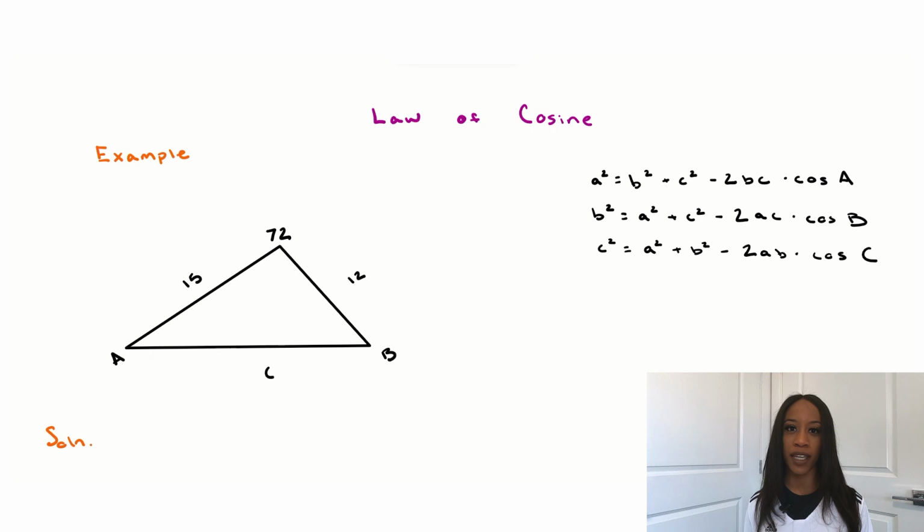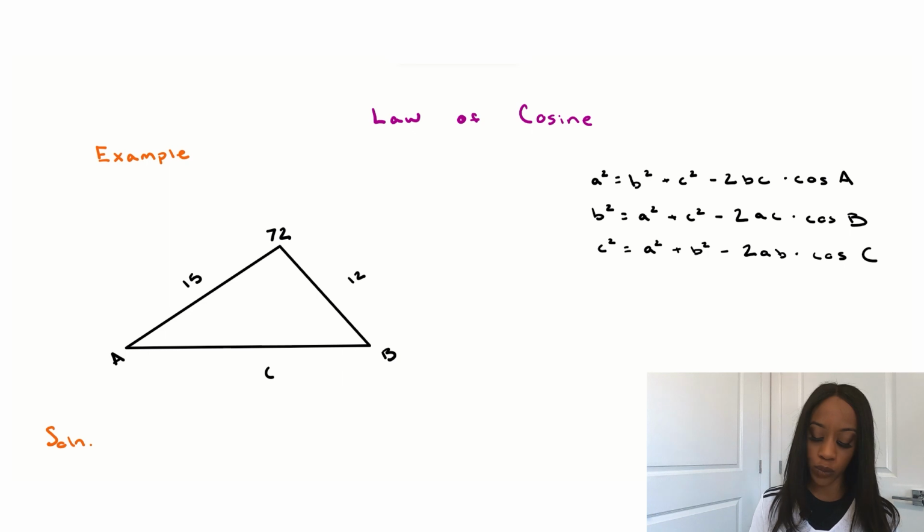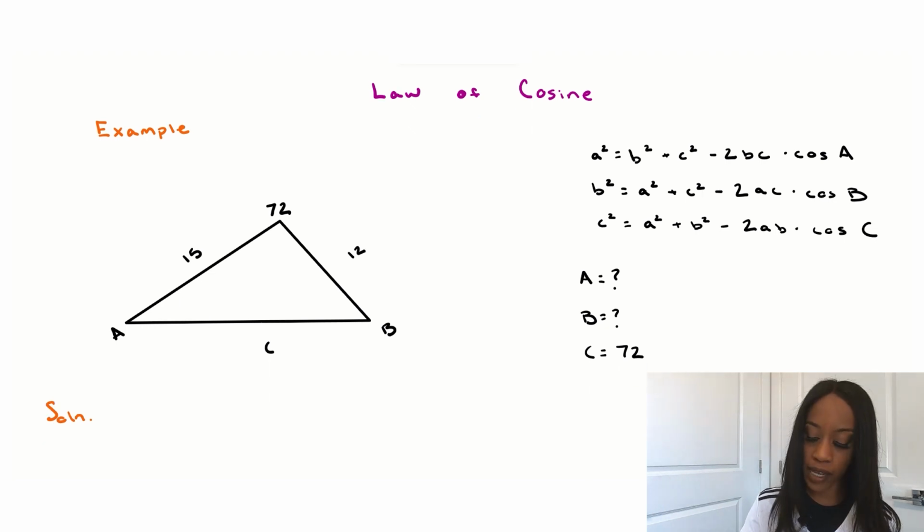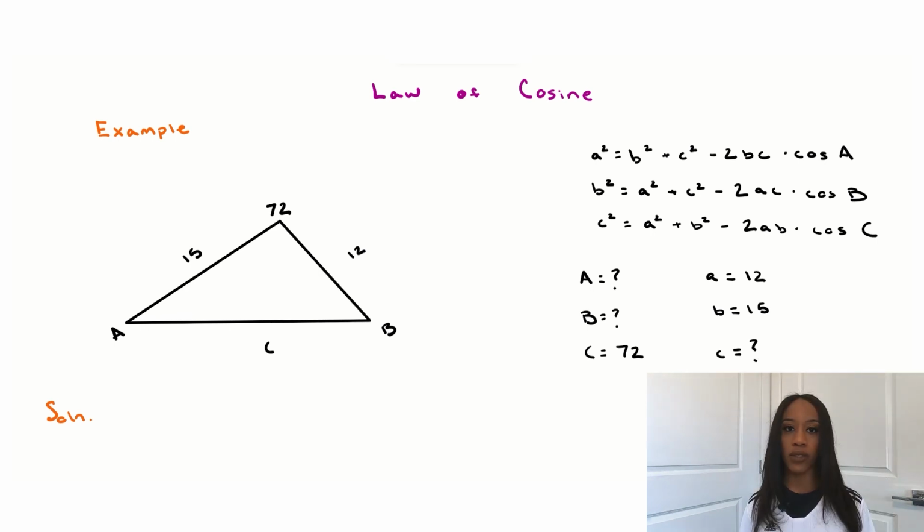So let's just start by taking inventory of what we're given and what we're not given. Starting with our angles, we see that our angle A is missing. We don't know our angle A. And our angle B is also missing. However, we are actually given angle C, which equals 72 degrees. In terms of our sides, we have a side A that equals 12, a side B that equals 15, and we actually don't know our side C. So we'll be solving for two angles and one side.